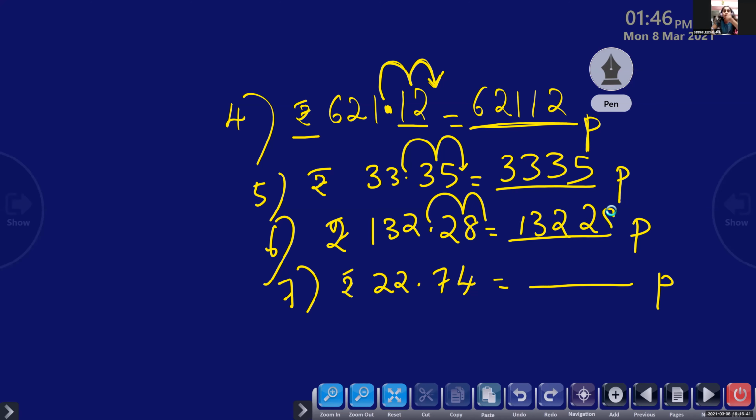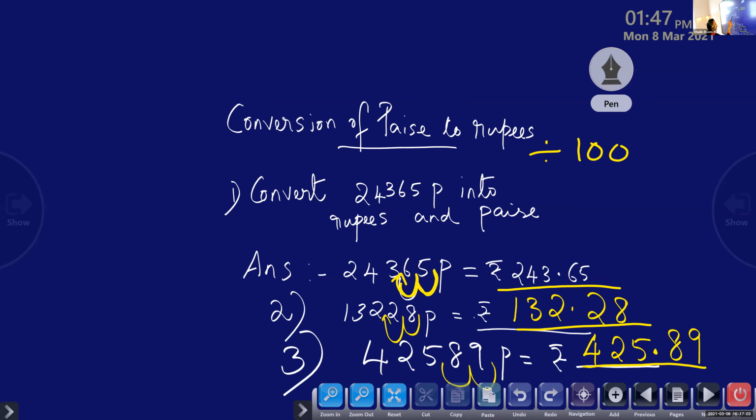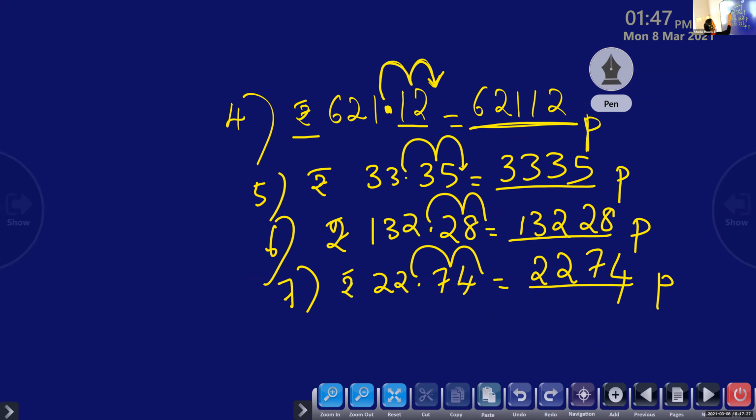To convert rupees to paise, we write the number without a decimal point. So here the question has no decimal point, 24365 paise, and we have to convert it to rupees and paise. What do you have to do? Put a decimal point. How many digits? 2 digits. So in paise there is no decimal point, we have to put a decimal point here, shifting it 2 digits.